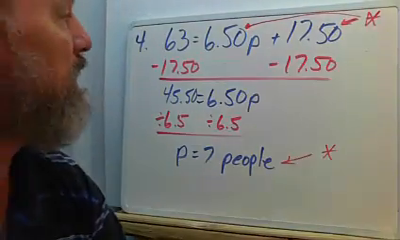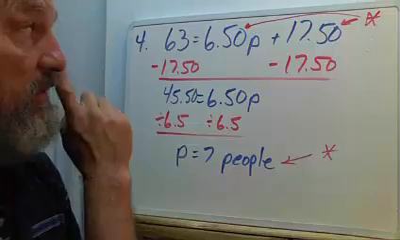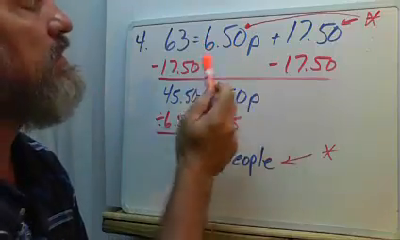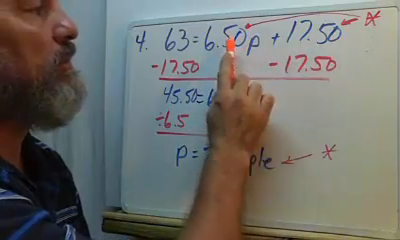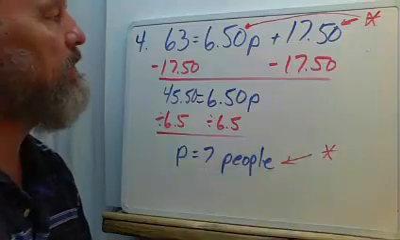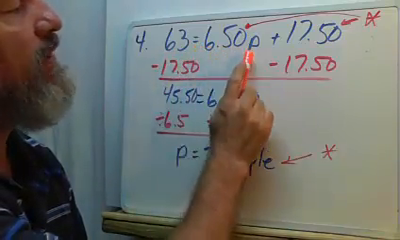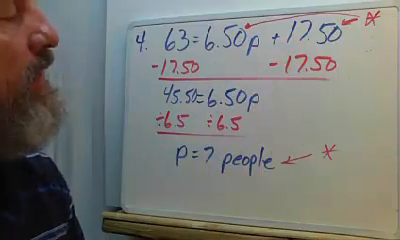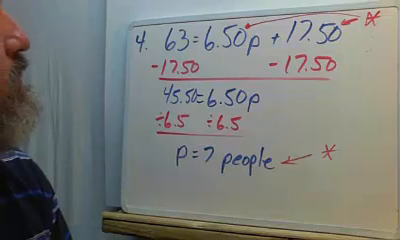Problem number 4. 63 equals 6.5, or $6.50. That's why I put an asterisk here. We wouldn't really need to put these zeros here, but they're doing this so that we recognize that we're dealing with money here. Doesn't really matter. So we'll look at it again. 63 equals 6.5p plus 17.5. We need to undo the addition first. Subtract 17.50 from both sides.